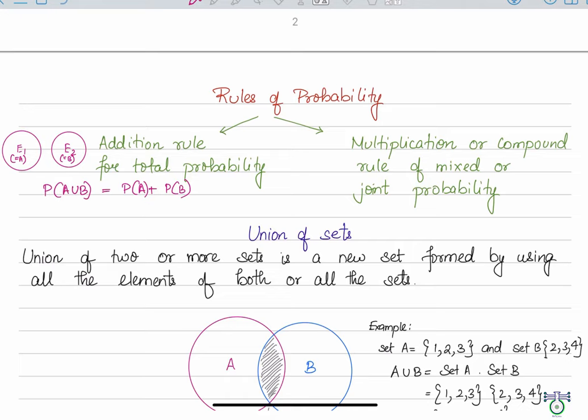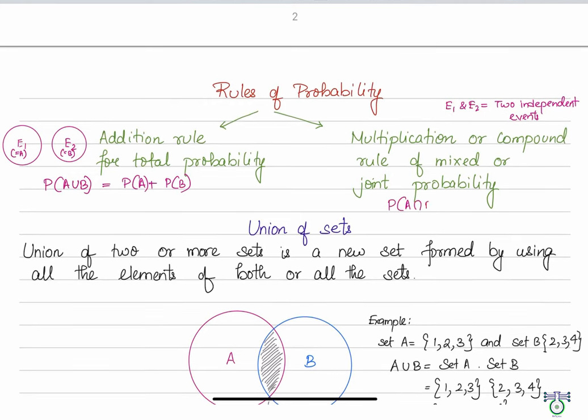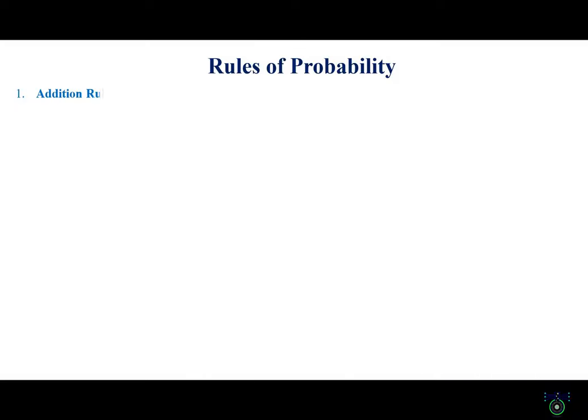The next rule is multiplication rule. The multiplication rule states that the probability of the occurrence of two independent events is the product of their individual probability. In other words, if A and B are two independent events, then the probability of both A and B occurring is given by probability of A and B equals probability of A multiplied by probability of B.